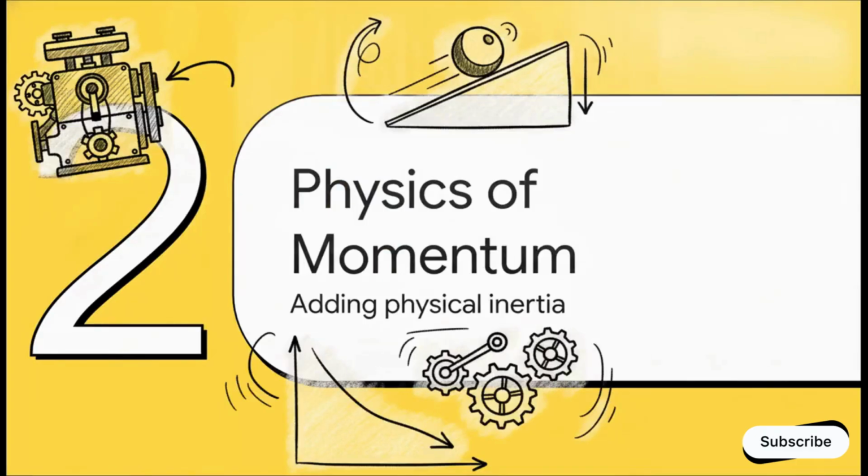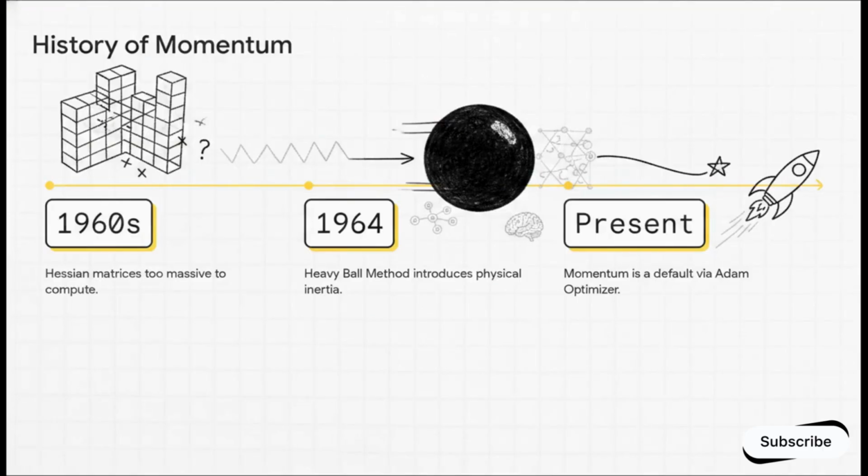Section 2. The Physics of Momentum. Let's rewind a bit to fix our engine. Back in the 1960s, engineers hit a massive computational brick wall. Getting fast convergence without zigzags required second-order methods, which meant calculating and inverting massive Hessian matrices. For a million-parameter network, that's a million-by-million matrix.